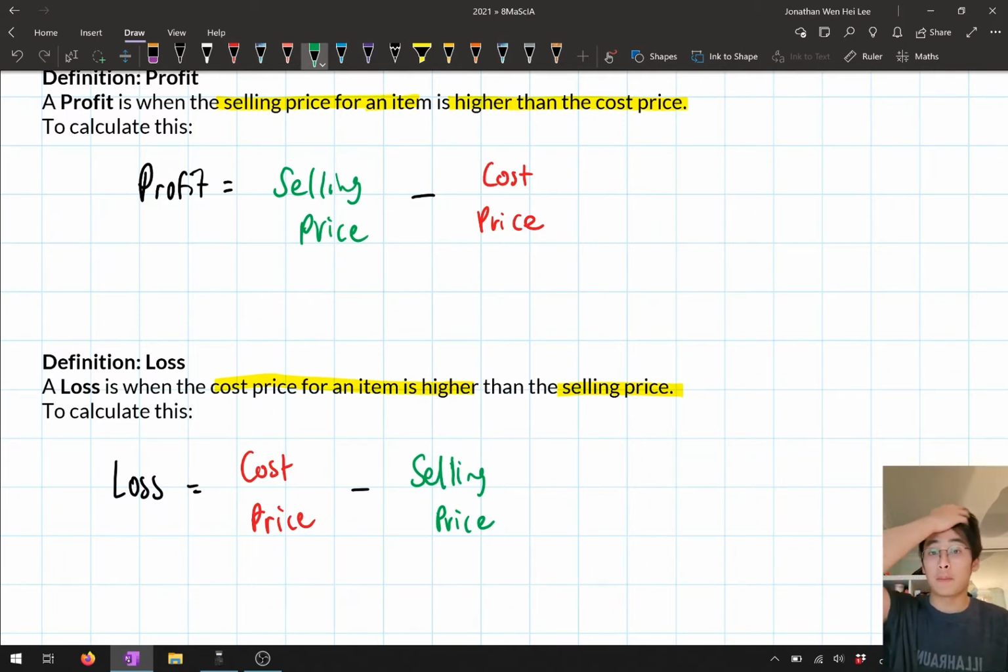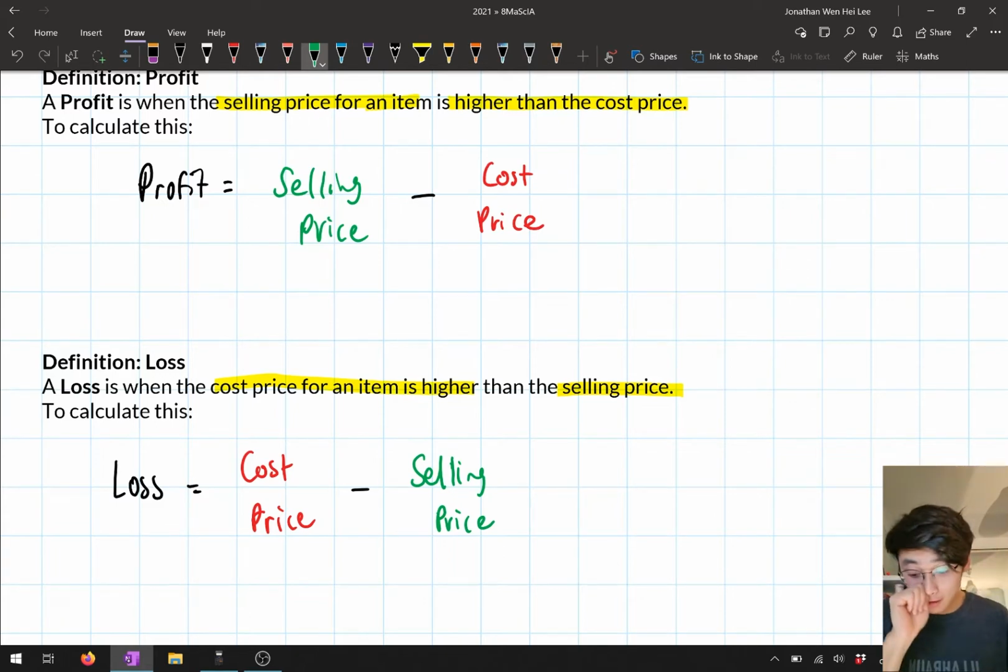For example, you might hear that we made a 20% profit. That means that you sold your item for 20% higher than the cost price. Or we made a 20% loss. You had to sell your item at 20% lower than the original cost price. So that's what we're going to be looking at in today's lesson.